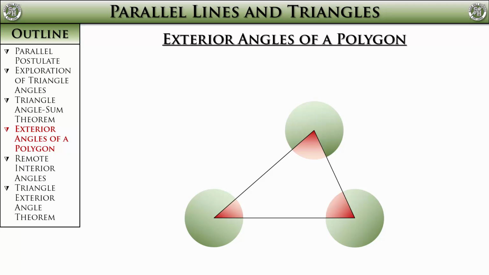In this class, except for one exception when we deal with arc lengths and sector areas, we don't deal with angles over 180 degrees. And that holds true here. These are not the exterior angles. The exterior angles are actually the linear pair of the interior angles.